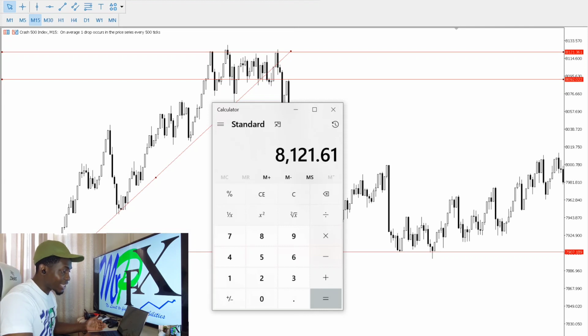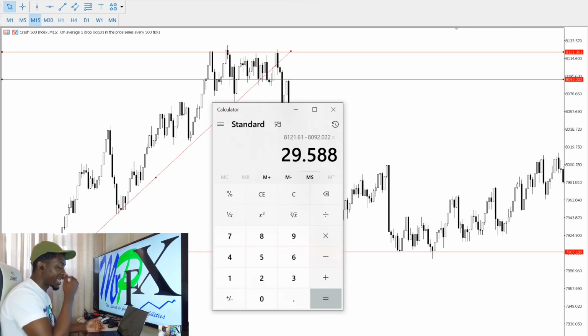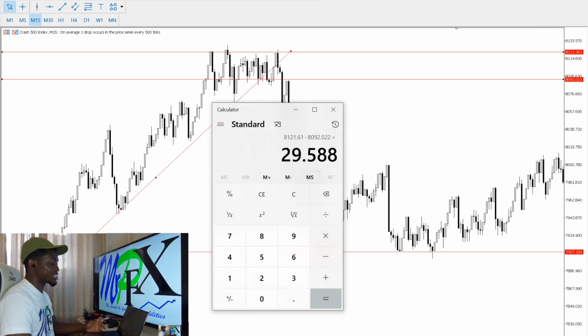And where did I enter? I entered at 8092.022, right? So I'll be like minus 8092.022. Now this is actually what I'm having. Now I hit equal to, and then I'll be having 29. So the difference between these two, what I will lose if I'm using one lot size, will be 29 bucks. That's if I'm using one lot size.